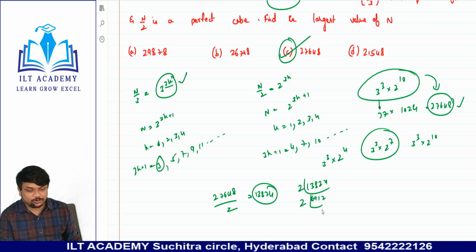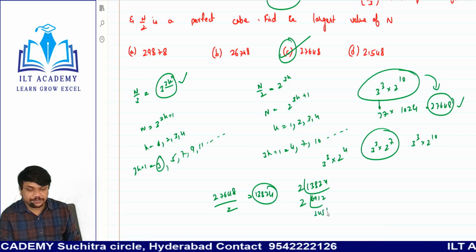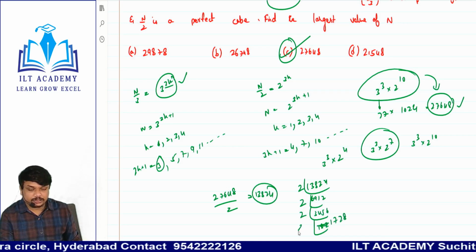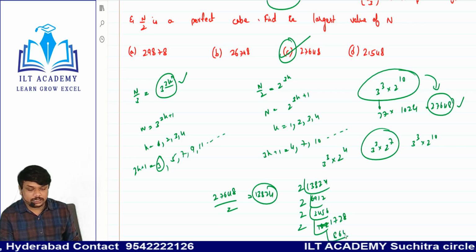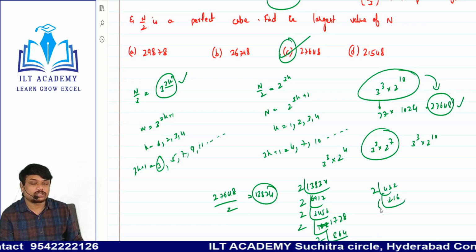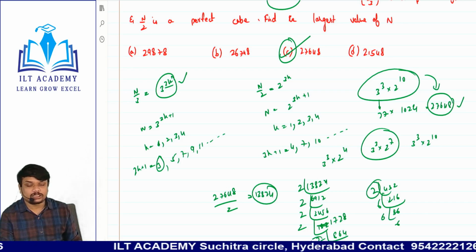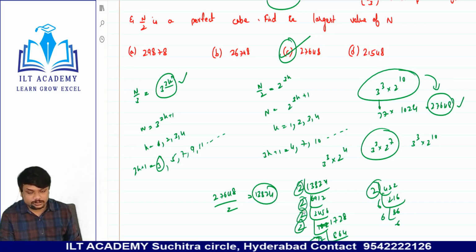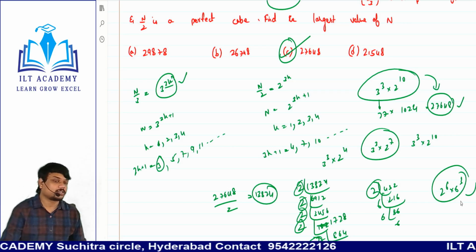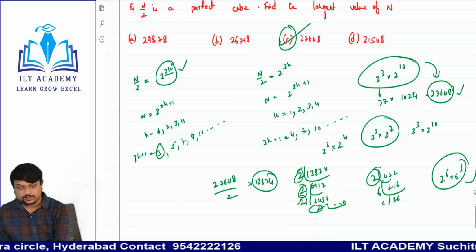6912. Next 2. 3 4 5 6. Next 2. 1728. Next 2. 864. Next 2. 432. Next 2. 216. 216 you know. 6 into 36. आ गया ना. 2 6 times आ गया. 2 power 6 into 6 cube. Like that. Got it? Did not understand? Next to the question. Did you write?